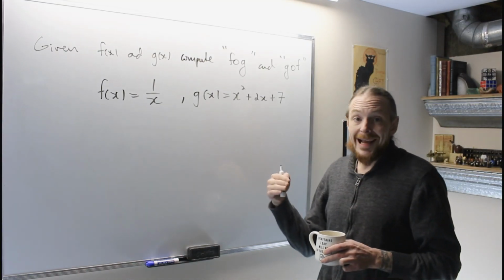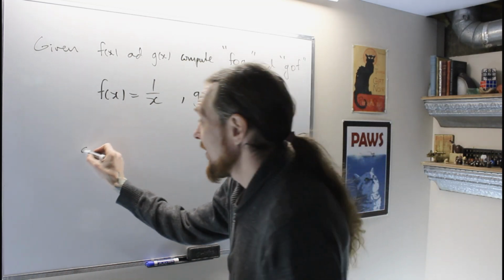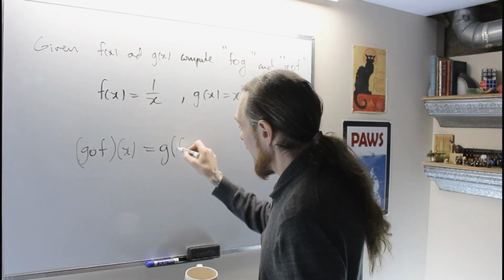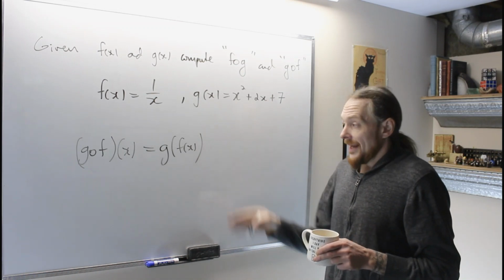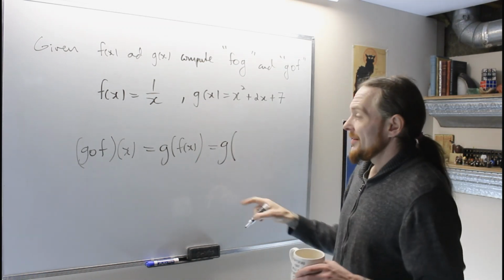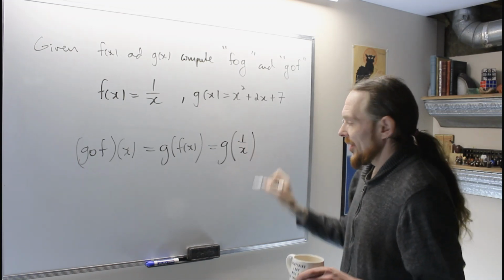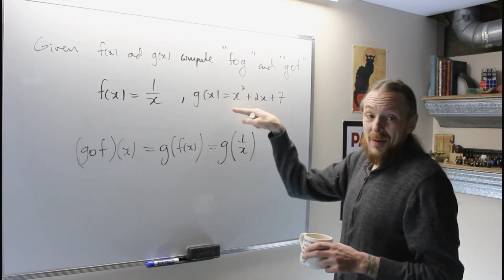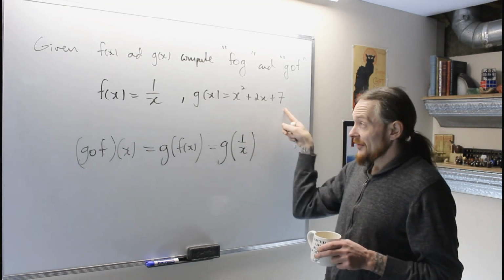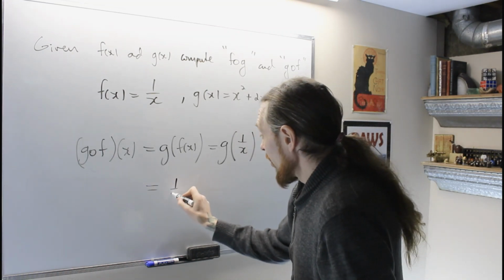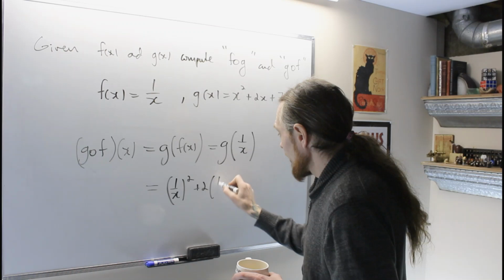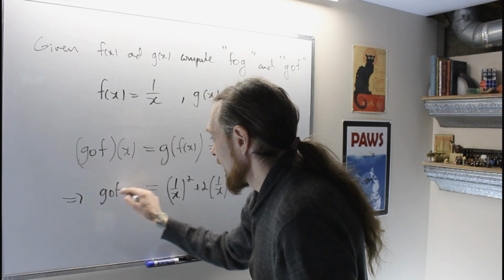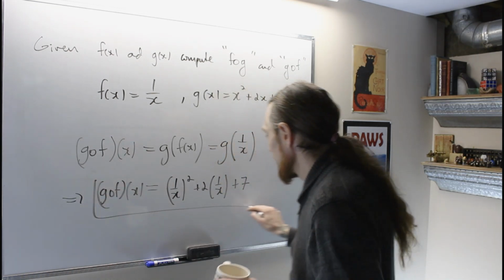To compute g following f of x, we're going to do the exact same thing. G following f of x is by definition g of f of x. Once I have this, I leave g alone temporarily and say, what's f? F was reciprocating x, essentially, is what that does. And then I take that reciprocated x, 1 over x, and I put that wherever there's an x in the original expression for g. So that is going to equal 1 over x squared plus 2 times 1 over x plus 7. So g following f of x is this.